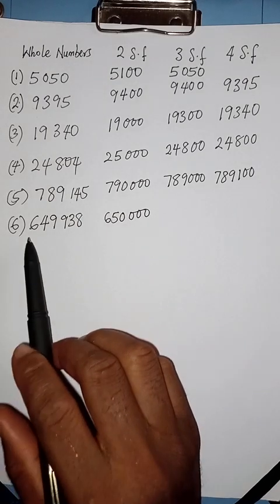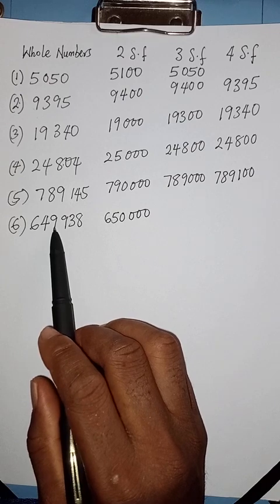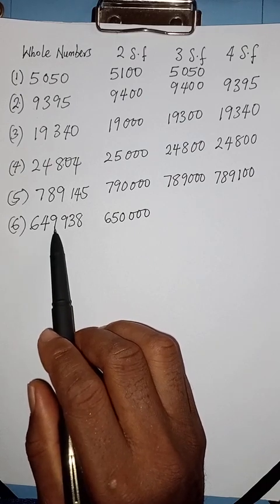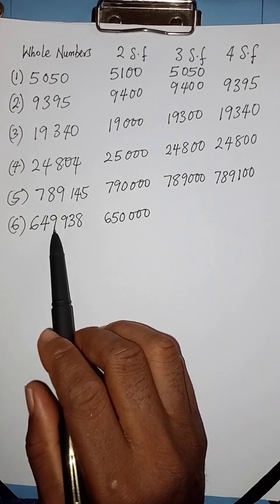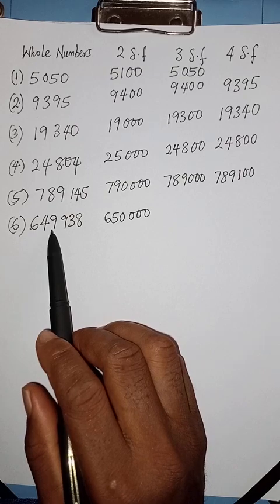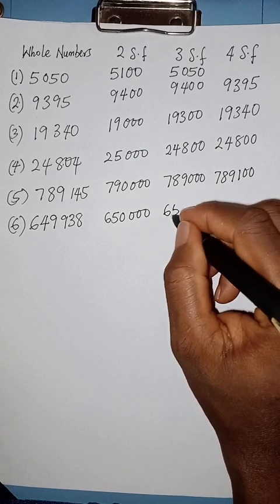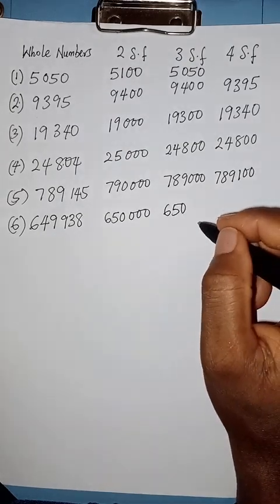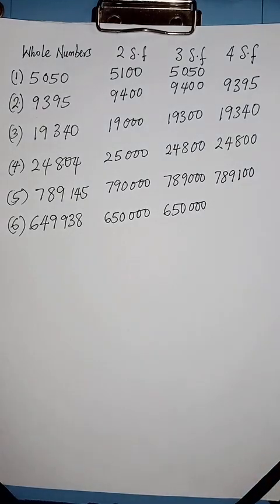The three significant figures are 6, 4, and 9. Just before I write it, I'll check the digit after the third significant figure. It is 9. It means I'm rounding up. By adding 1 to 9 becomes 10. Rename, take 1 to 4. 4 plus 1 is 5. So I'm having 6, 5, 0. These are the three significant figures. Then convert every other digit to 0, 0, 0.